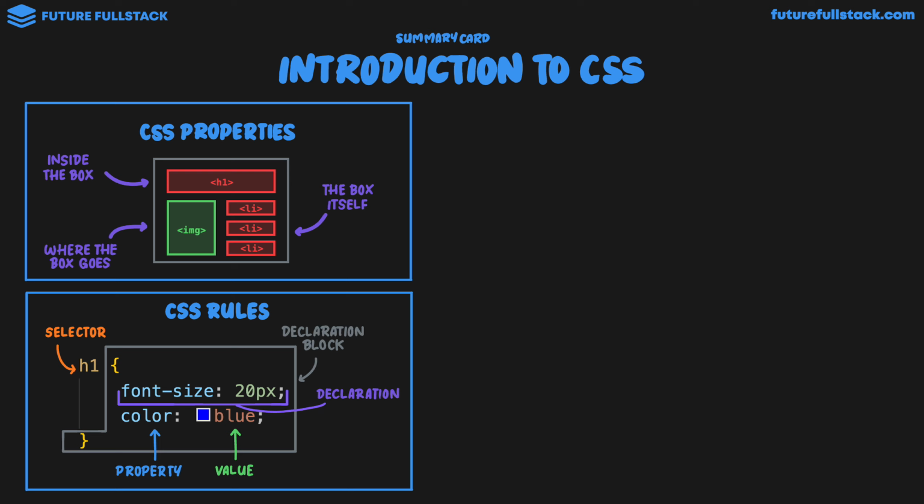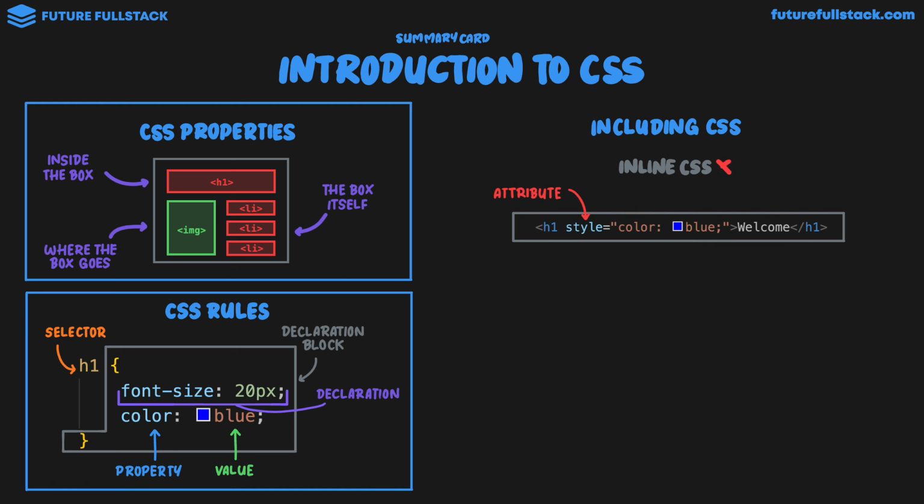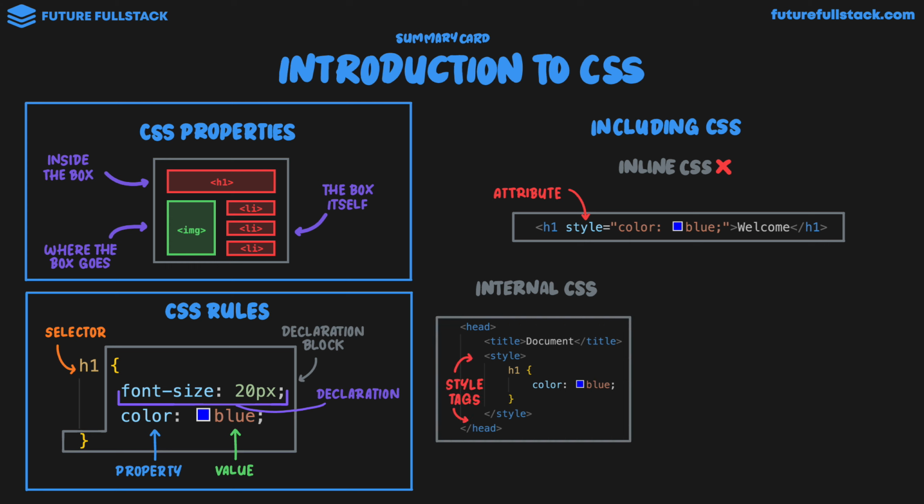Let's now finish off the summary card for this topic, an introduction to CSS. We looked at the 3 different methods for including CSS. First, we looked at inline CSS, which was achieved using a style attribute inside an HTML tag. This wasn't good practice because you had to duplicate every single style for every single tag. The second method we looked at was internal CSS, where we used style tags inside the head of the HTML and defined a CSS rule. This was also not good practice because in this method we had to replicate the same style tags for multiple pages.